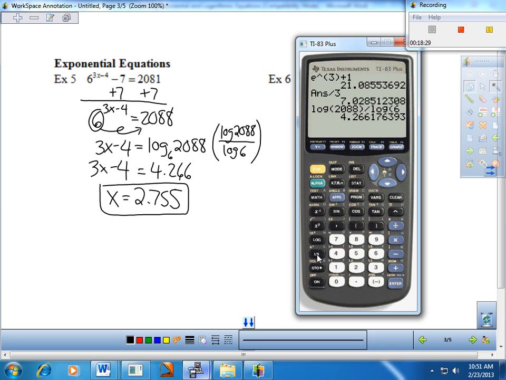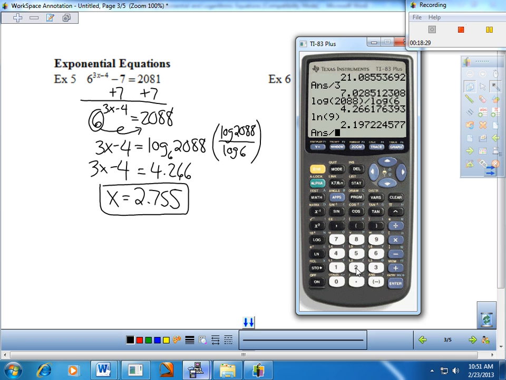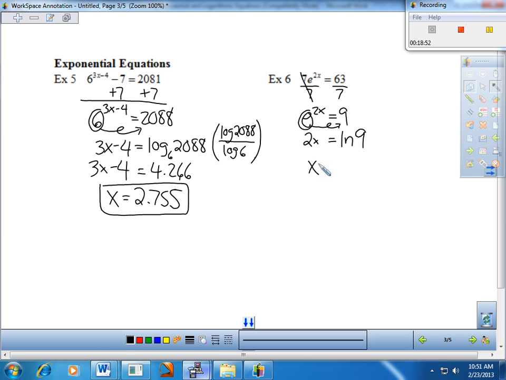Here's my natural log button. So natural log of 9. And I'm going to go ahead and hit enter on that, but that would be the natural log of 9. And then what did we say we needed to do here? Divide by 2. So let's go ahead and divide that by 2. And we should get that answer right there. So just under 1.1. So let me see what I have there. About 1.099.